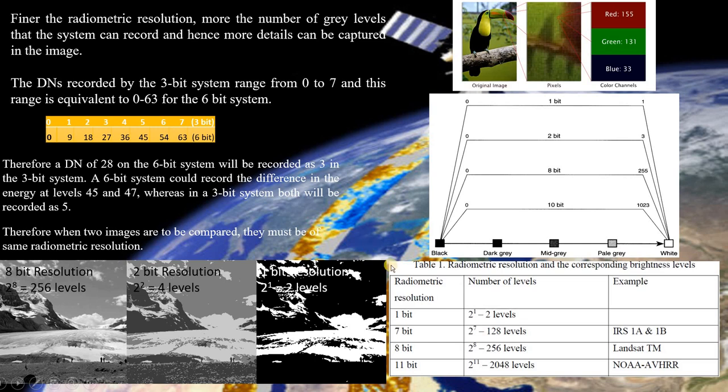So like this, you will get detailed information regarding different features when you increase the radiometric resolution. This table shows, for an idea, some of the satellites and their radiometric resolutions. If you see Landsat Thematic Mapper, the radiometric resolution is 8-bit. For NOAA AVHRR, the radiometric resolution is 11-bit. That means 2048 levels, right?